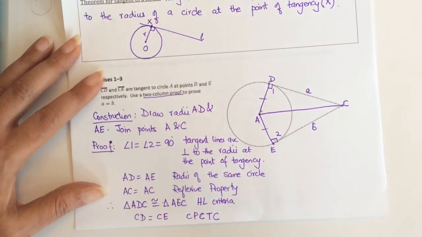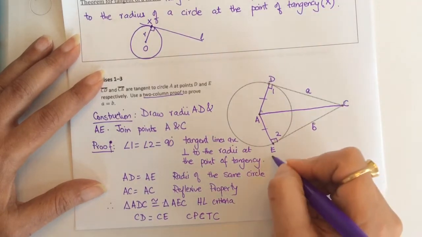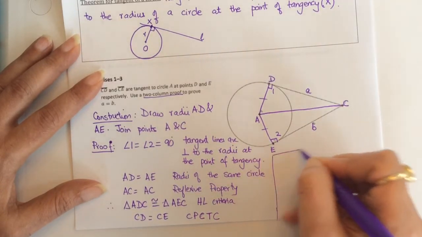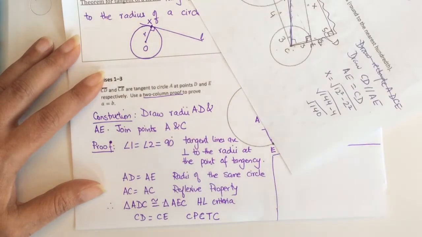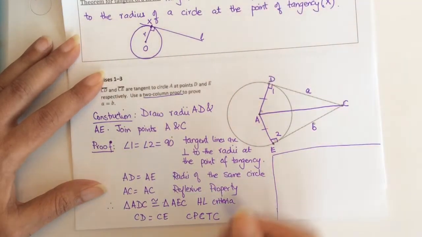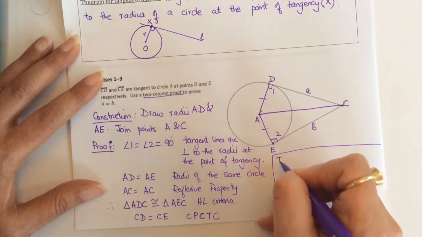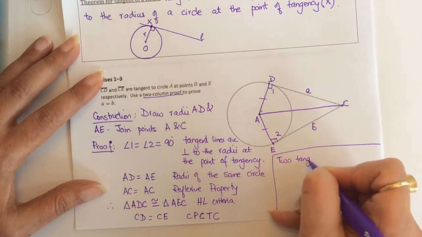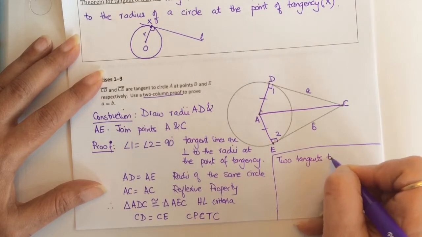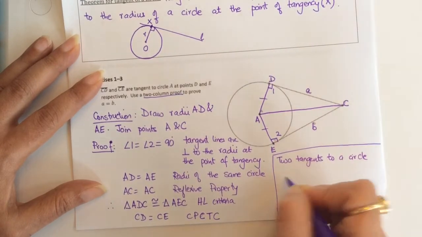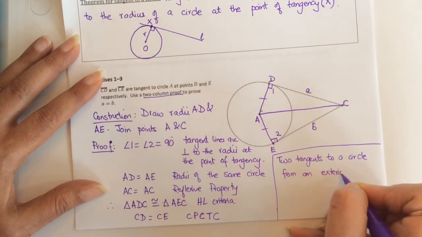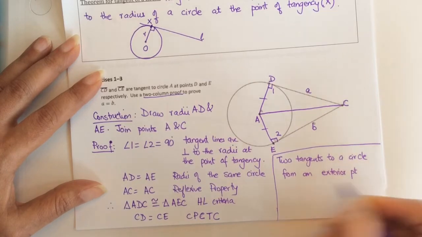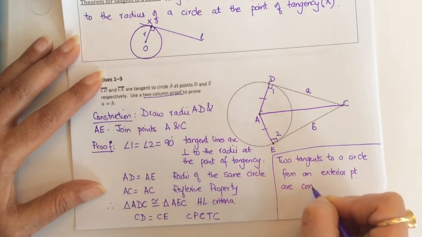So here is your proof. So here, what I have proven, I have given you another theorem. And this theorem, okay, let me write it here only. The theorem says that two tangents to a circle from an exterior point are congruent.